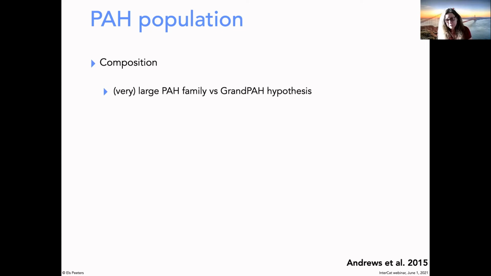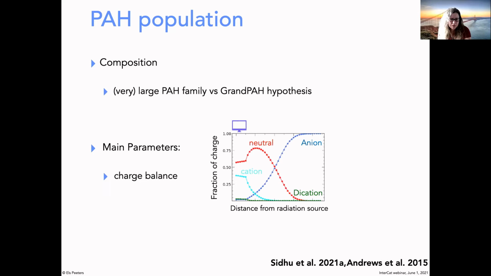In the grandPAH hypothesis, the hypothesis says that we have about an order of 10 PAH molecules that dominate the emission. In the case of the very large PAH family, of course, you can have very large numbers of molecules. Now, if you look at the population, what do you want to know? It's, for example, the charge balance. The charge balance of your PAH population will depend on the radiation field, as well as the temperature of the gas and the electron density, because that's important for recombination.